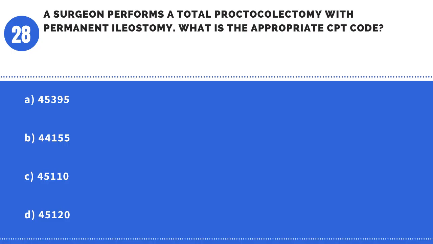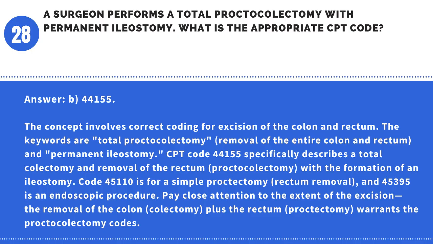Question 28. A surgeon performs a total proctocolectomy with permanent ileostomy. What is the appropriate CPT code? A. 45,395. B. 44,155. C. 45,110. D. 45,120. Answer B.